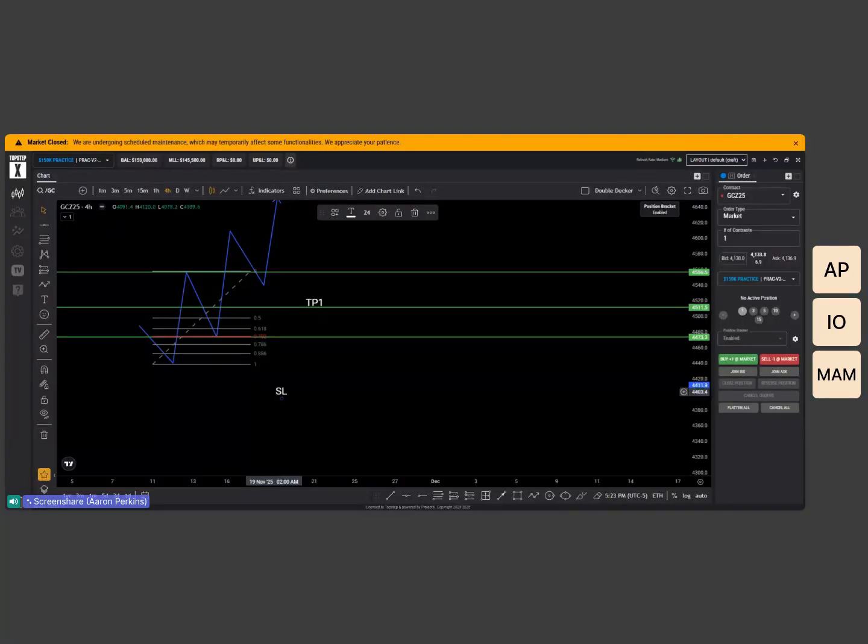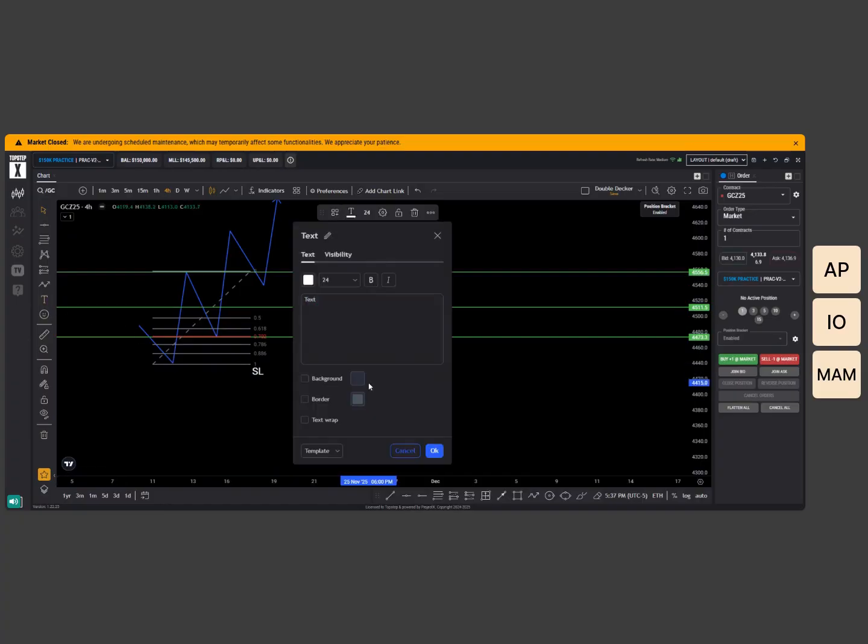Okay, so we understand that our stop loss is at the 1, right? Your entry, well, this is perfect, right on the 702, right? Your TP1 is going to be that first 1-to-1 ratio.